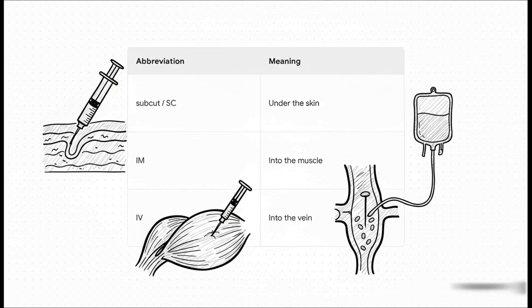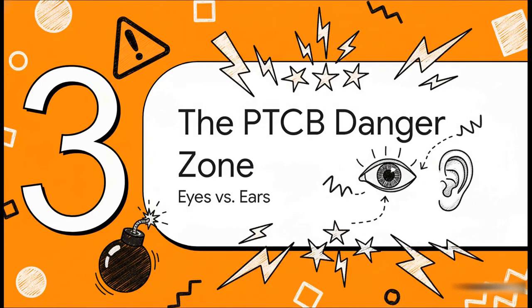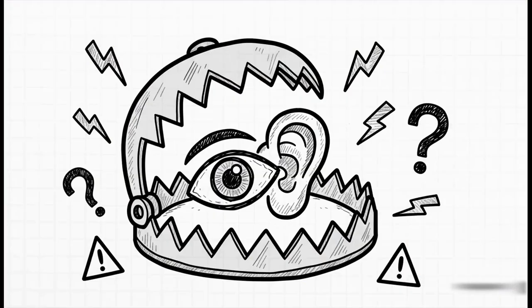You'll mostly see that one in a hospital setting. Okay, I need your full attention right here. We are now entering what I like to call the PTCB danger zone. Seriously, this next part is where the most points are either won or lost when it comes to abbreviation questions on the exam.